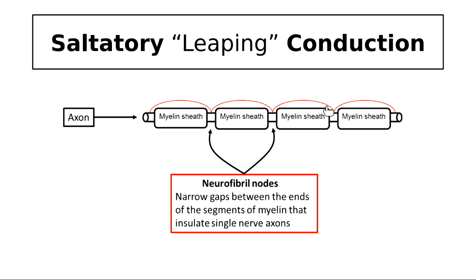Now that greatly increases the rate of conduction compared to depolarize, repolarize, depolarize, repolarize, all the way down this thing, compared to the few depolarize, repolarize steps when jumping. It can jump quite a bit faster. And myelinated fibers allow impulses to travel very fast. So let's look at why.